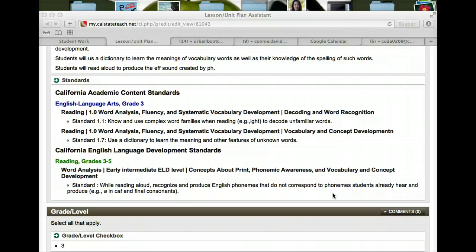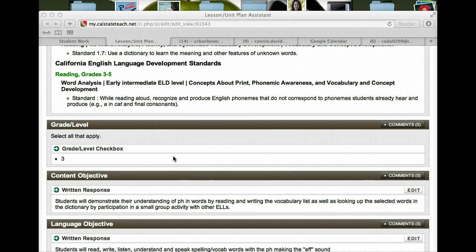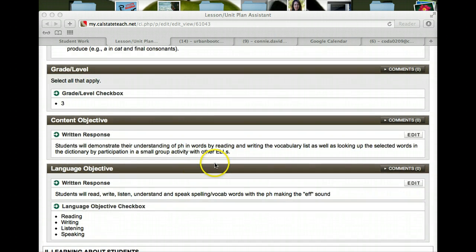In this particular case, are they going to read aloud? Are they going to read a story? Is it going to be in the context of a sentence? They have to stop, point to the PH, then say the sound, tell it to the friend next to them, repeat the sound. What is it you're going to do to help support the development of an early intermediate ELD student? Your grade level is fine, and now we get to the content objective. This is what the students will be able to do and states the outcome of the lesson.